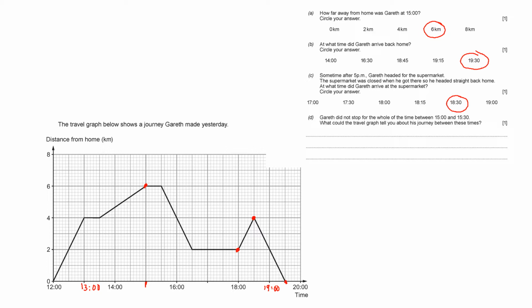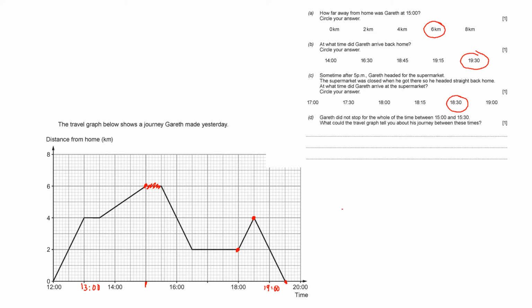And finally, Gareth did not stop for the whole time between 3 and 3:30, which is here. What could the travel graph tell you about his journey between these times? All you've got to say here is he is not getting further away from home and he's not getting closer to his home, but that doesn't mean that he's stopped still. As long as he is staying the same distance from his house and not going further away, he could almost be walking in a circle around his house, but we don't need to get too detailed here.